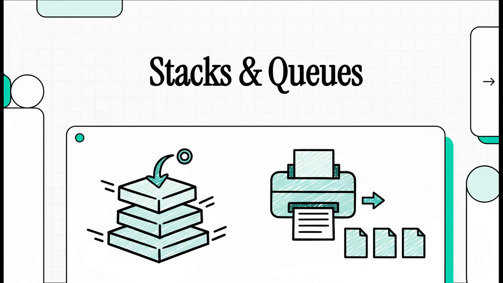Ever wondered what powers the undo button in your text editor, or how your printer just knows which document to print first? Well, the answer lies with two of the most fundamental data structures in all of computer science: stacks and queues. So let's dive in and see how these things are secretly running our entire digital world.